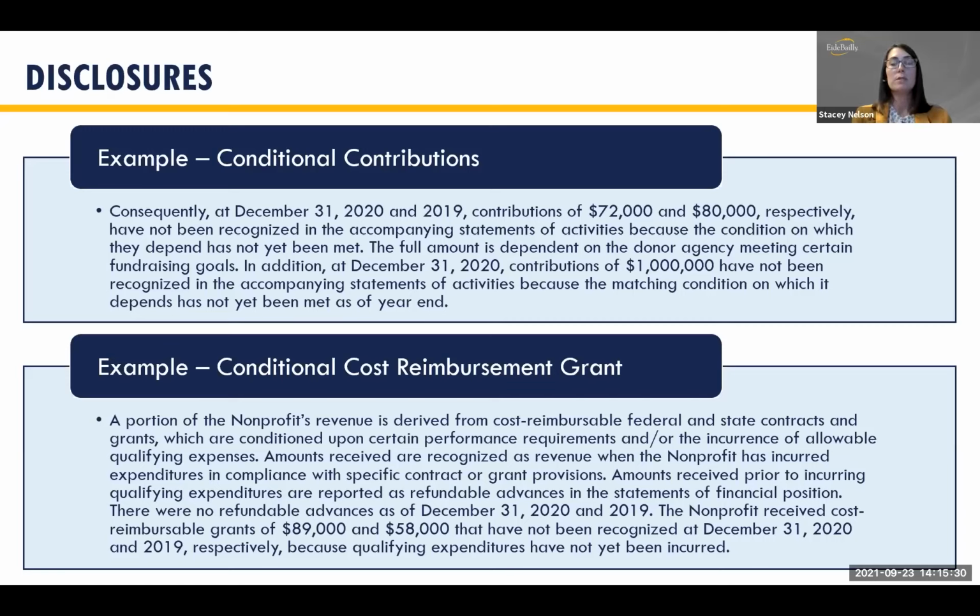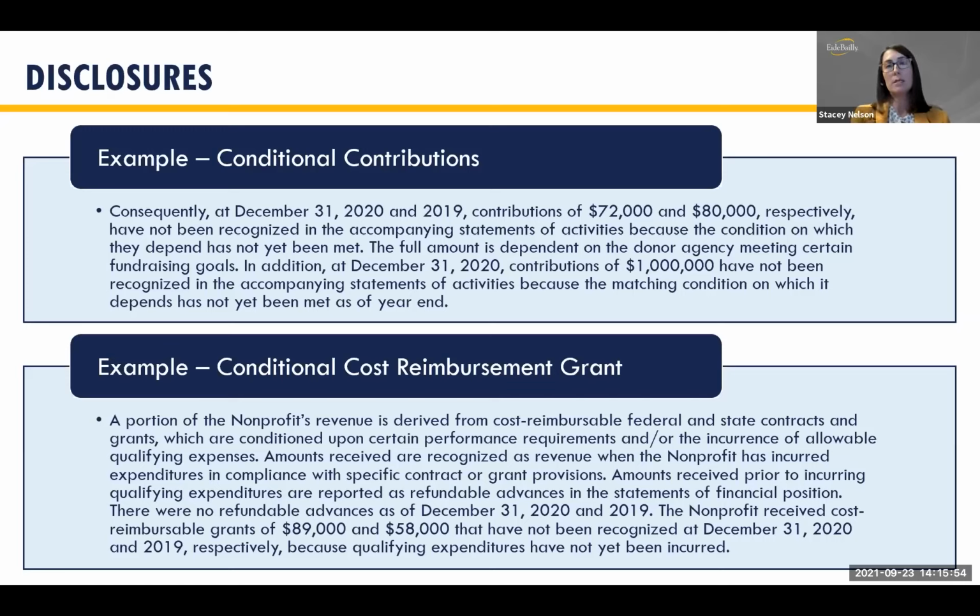The nonprofit received cost reimbursement grants of $89,000 and $58,000 that had not yet been recognized because qualifying expenditures have not yet been incurred. So you've got the dollar amount again and the description of the condition. For our entities that have a large number of cost reimbursable grants, this could be cumbersome in order to keep track of or pull together all of this information.